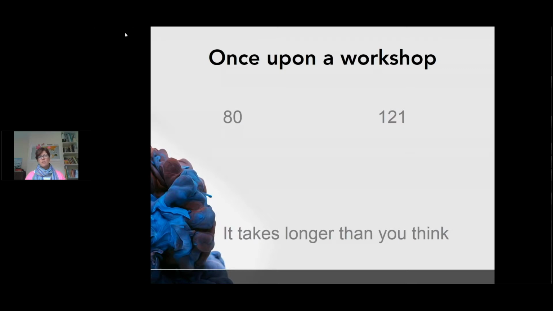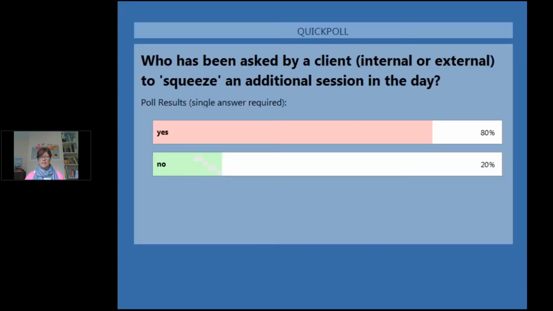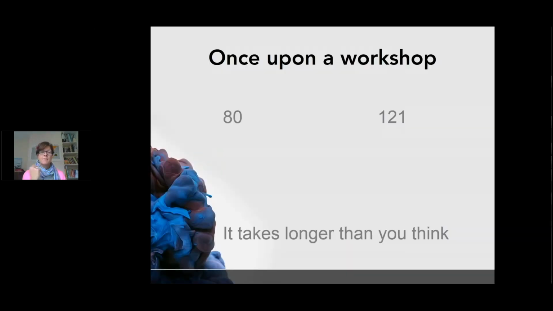So my question to you is, what do the 80 and the 121 represent in this particular example and exercise? So you've got 4 pairs of people. They were given 20 minutes each to deliver a session, a learning session. And we have 80 and 121 on the screen, and the words, "It takes longer than you think."